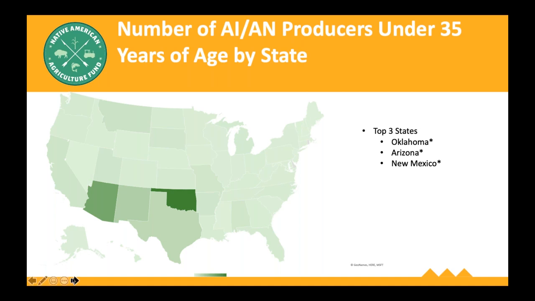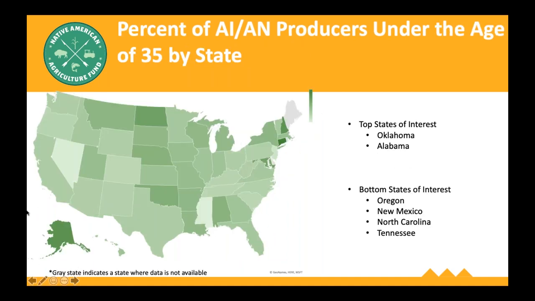Moving on to the percent of American Indian, Alaska Native producers under the age of 35 by state. We can see that the top three states are Connecticut, New Hampshire, Alaska, and then North Dakota, with the states of interest top state being Oklahoma and Alabama, tied at 13%. And then the bottom three states are Mississippi, Nevada, and New Jersey.